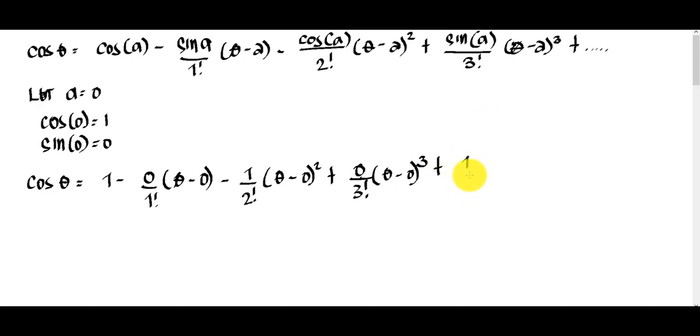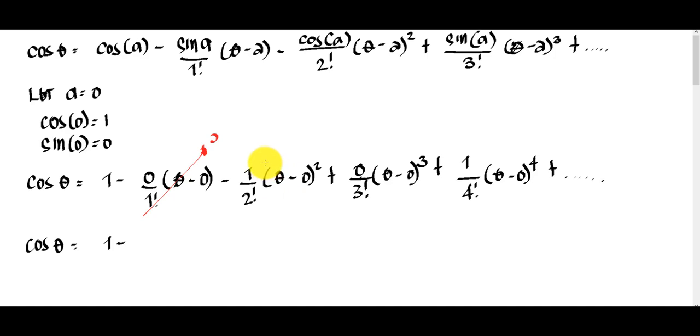Next, we have 1, since the next one will be cosine, no? The value of cosine of 0 will be 1 divided by 4 factorial times theta minus 0 raised to the 4th, then plus, and so on. Now to evaluate this, we have cosine of theta is equal to 1 minus, so this is already going to cancel out this one, so I'm going to mark this one, so this is 0 already, and we have this one.